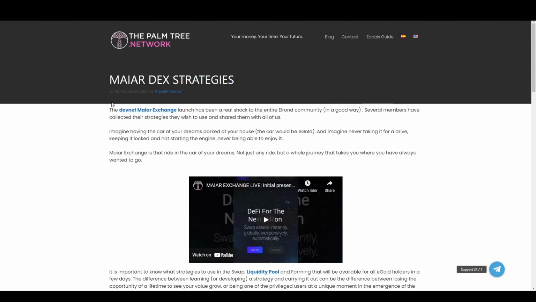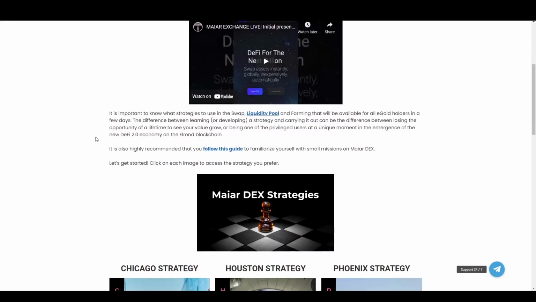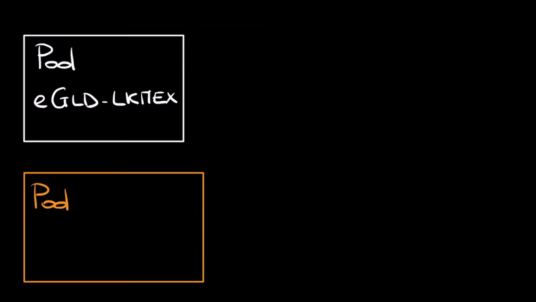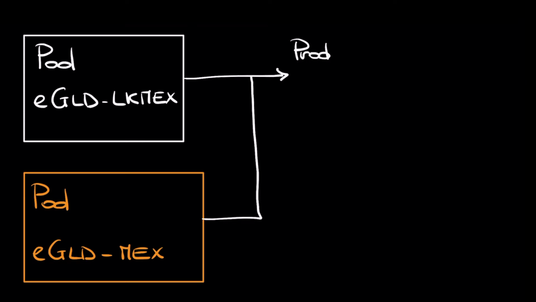On this website, link in the description, you can find the strategies that many users have collected and they wish to use. My first strategy starts with a modified version of the Houston strategy. I participated in the airdrop, so I have some locked Max in my wallet already. My idea is to stake the eGold and locked Max in the pool and lock the rewards to receive 2x rewards. In addition to that, I created an eGold Max pool with locked rewards as well, in order to increase as much as possible my locked Max wallet.